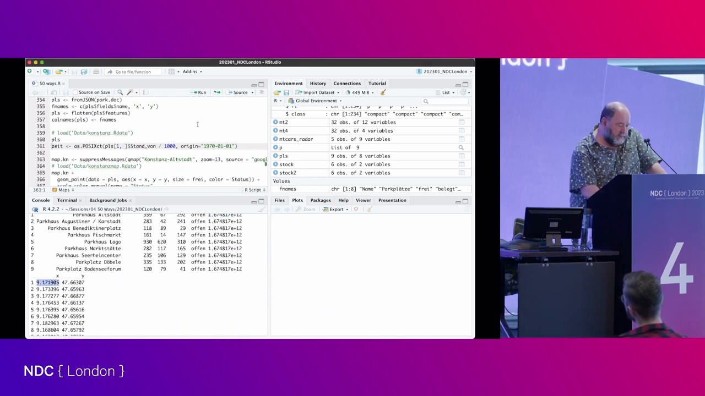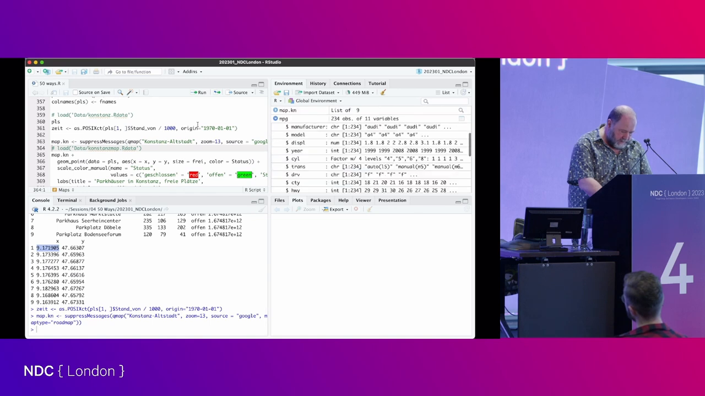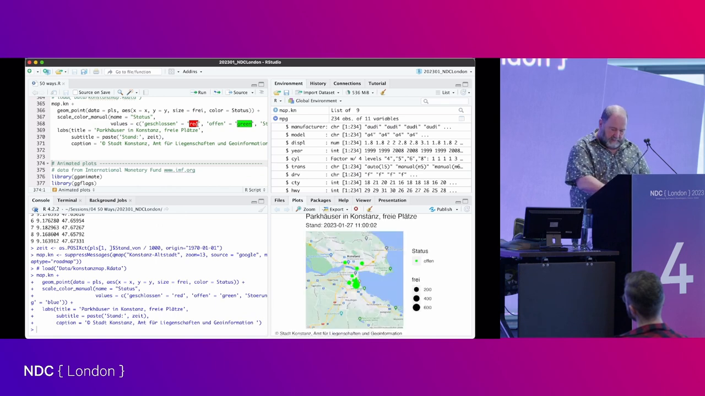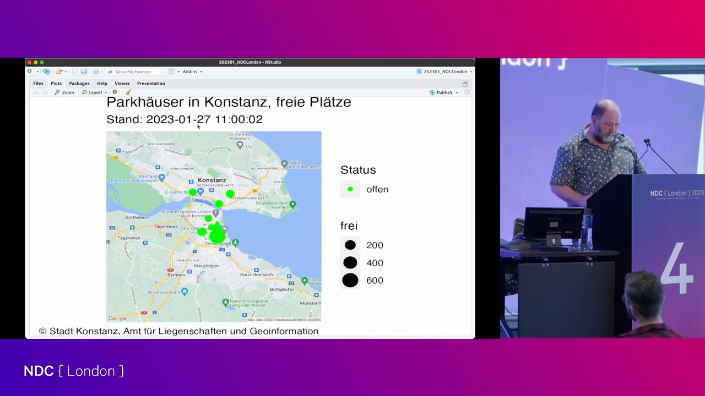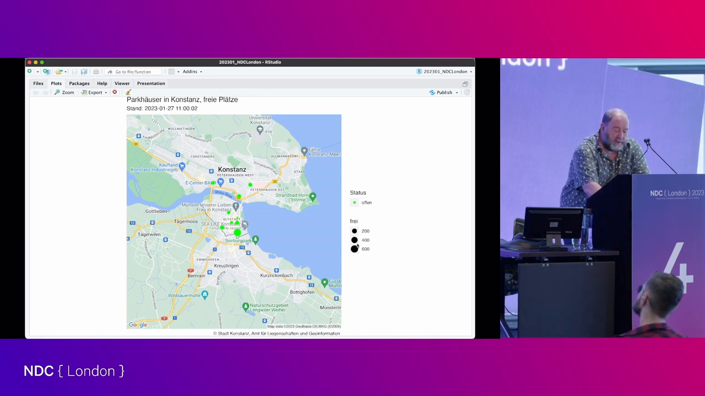So what you can do, let me just pull the time here. What you can do is get a map, in this case from Google Maps, and then just plot the points onto the map like this, and that goes in this window. I hope you can see that the bright green points here, at the moment they all have the status open. If there were some closed, they would be red, and if they are disturbed, black or blue or something. And you can tell from the size of the circles how many places are free. So probably this one down here, the green circle, has the most parking spots free.